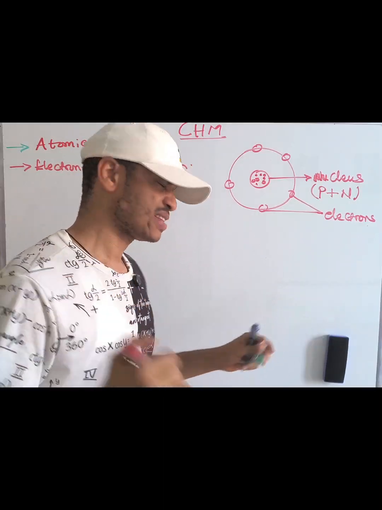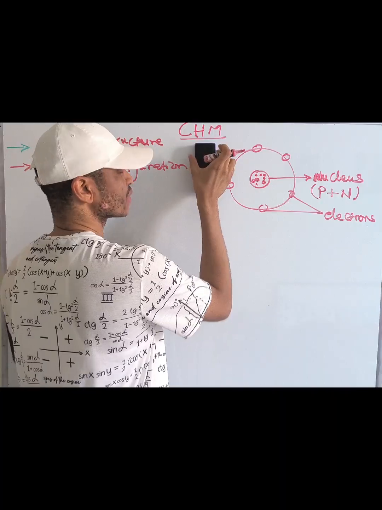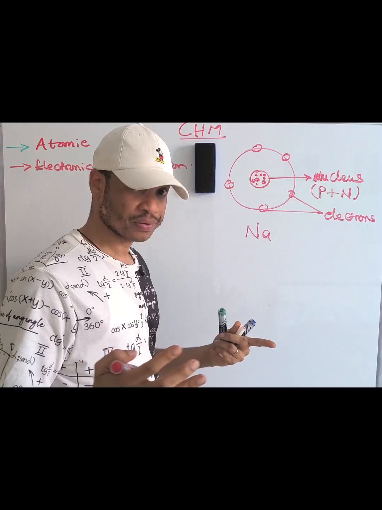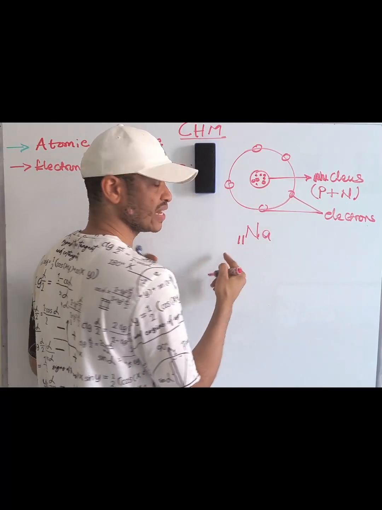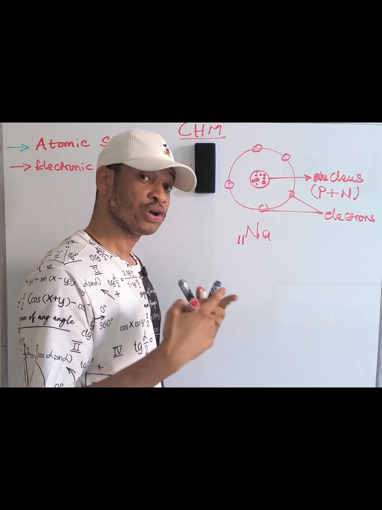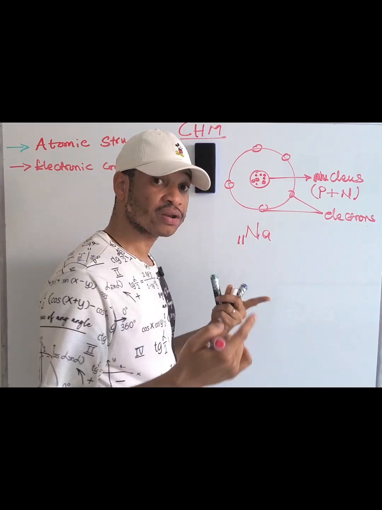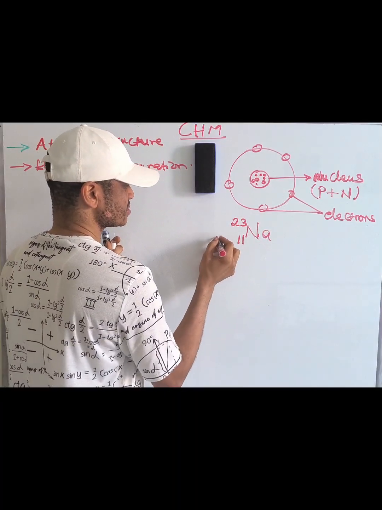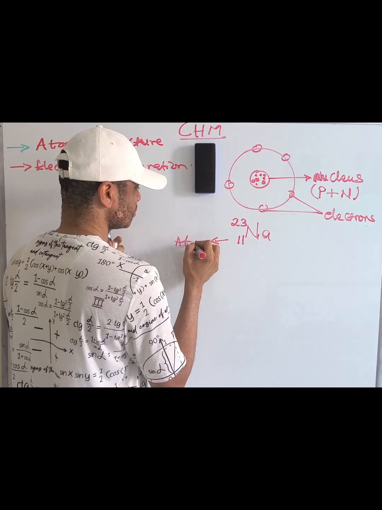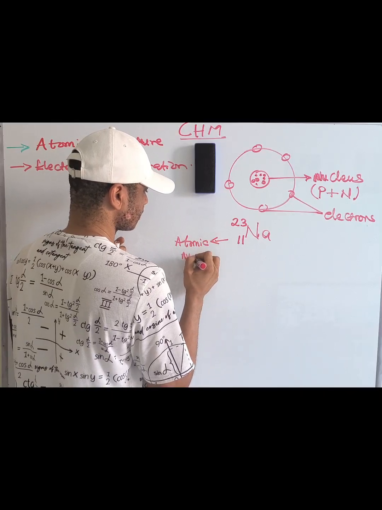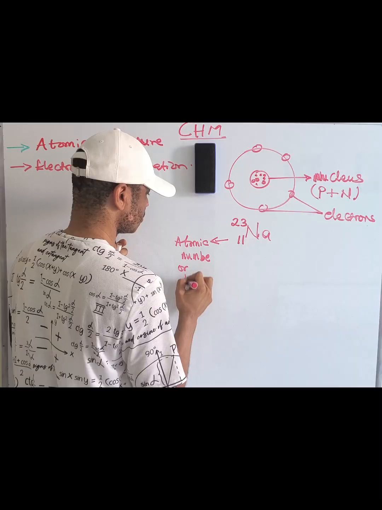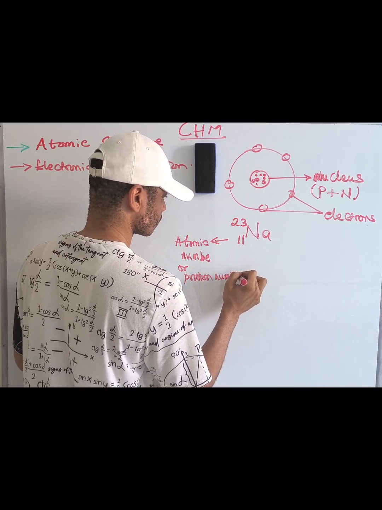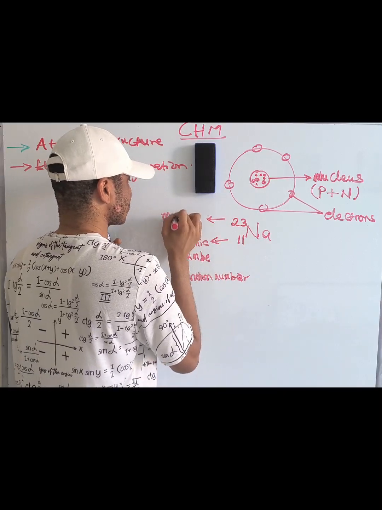And let's say I have an element. Let's say this is sodium, and you should know how your periodic table looks like, right? So sodium is the 11th element in the periodic table. So we use the atomic number. I'll come there. So 11th element, the mass number is 23. This is the atomic number or the proton number, and this is the mass number.